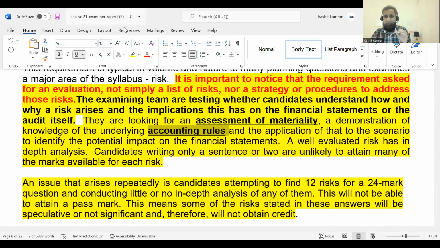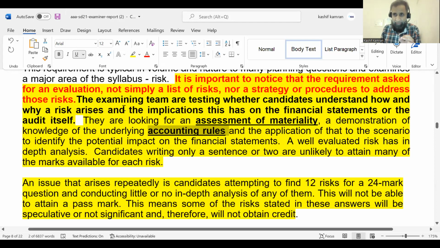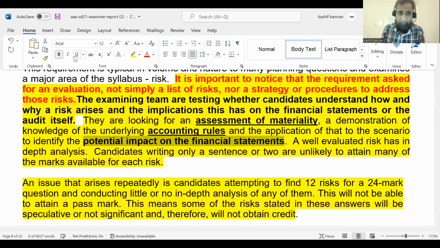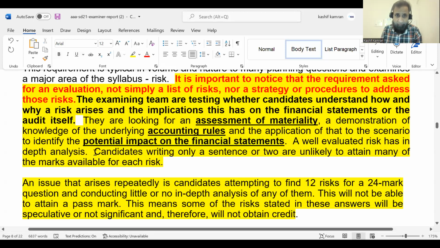So the examining team is looking for an assessment of the materiality, accounting rule where possible, and the potential impact on the financial statement. Did we write for every risk what will be understated and what will be overstated? So the examining team is looking for materiality where possible, accounting rule where possible, impact on the financial statement where possible. Candidates writing only a sentence or two are unlikely to attain many marks available.